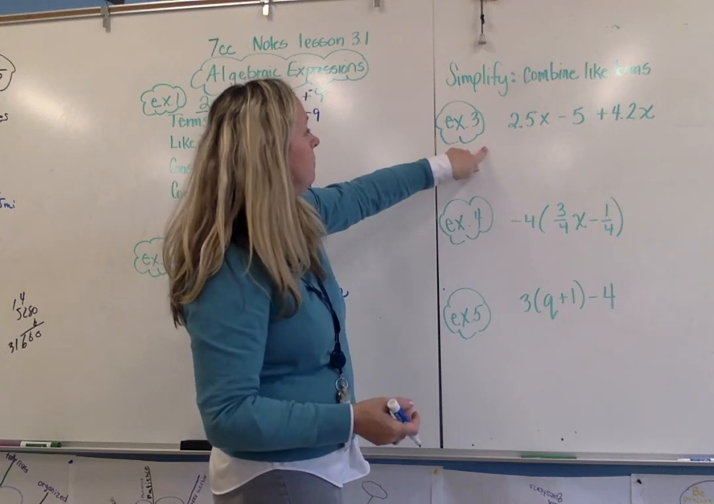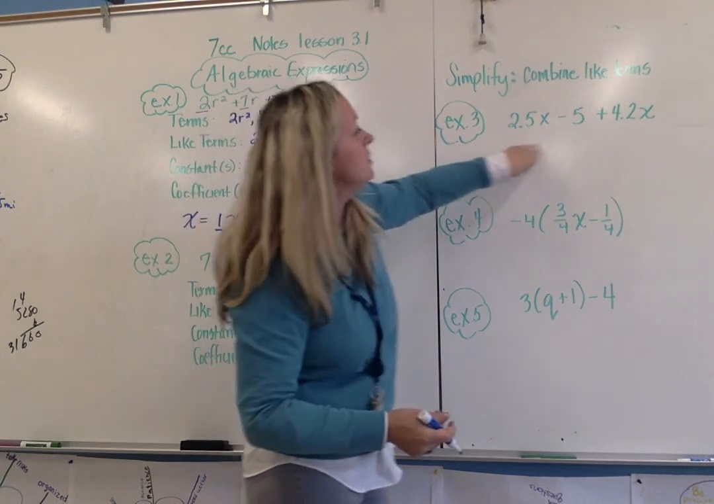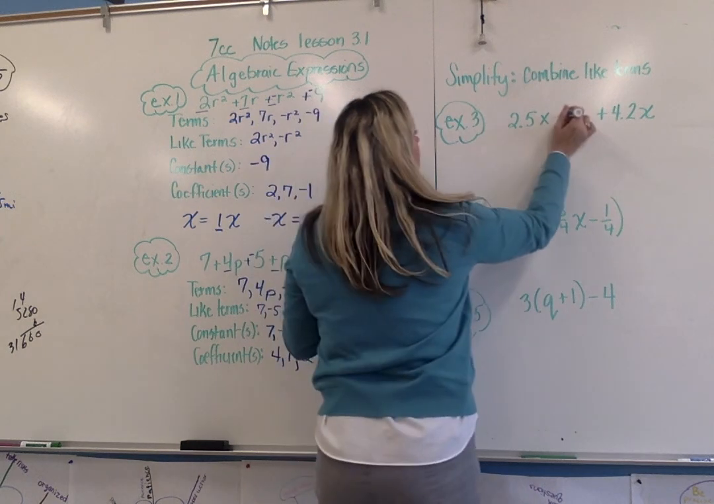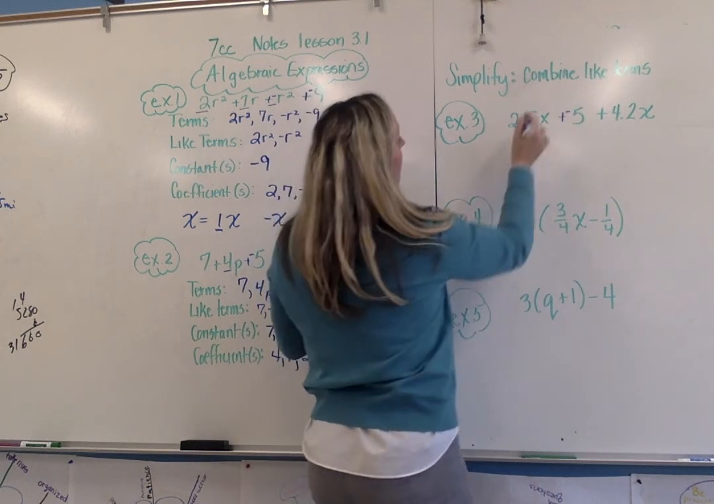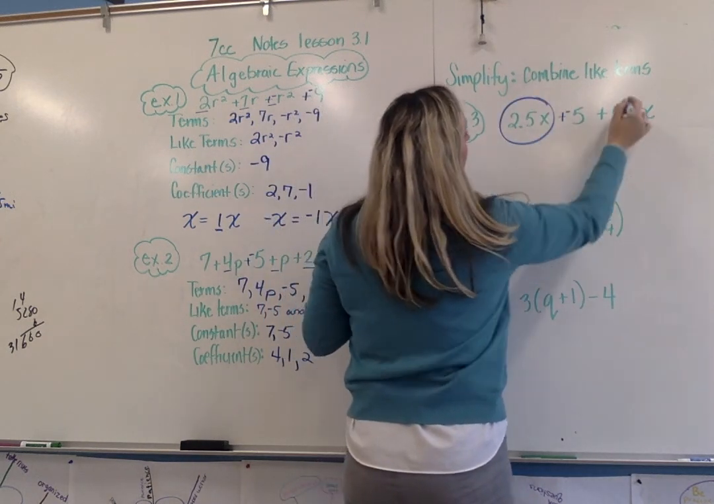So in my first problem, example 3, I'm going to change this minus 5 automatically to adding negative 5. I like this circle square method.